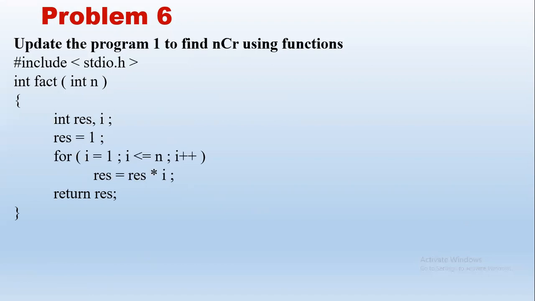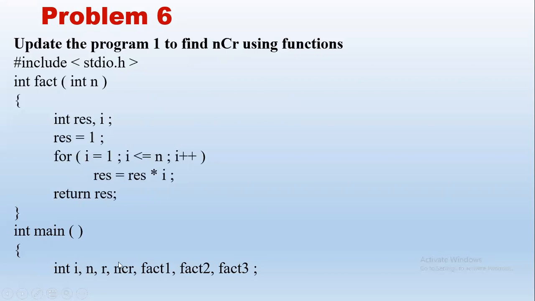But here along with that, we will find NCR also. Let us see. In the main function, we are declaring the required variables. N and R are inputs. NCR is the output. I is required for the for loop logic. And then fact1 to store n factorial, fact2 will store r factorial, fact3 will store n minus r factorial. But the calculation here will be done by using the function. We will not write the same code again and again. Let's see how to do this.